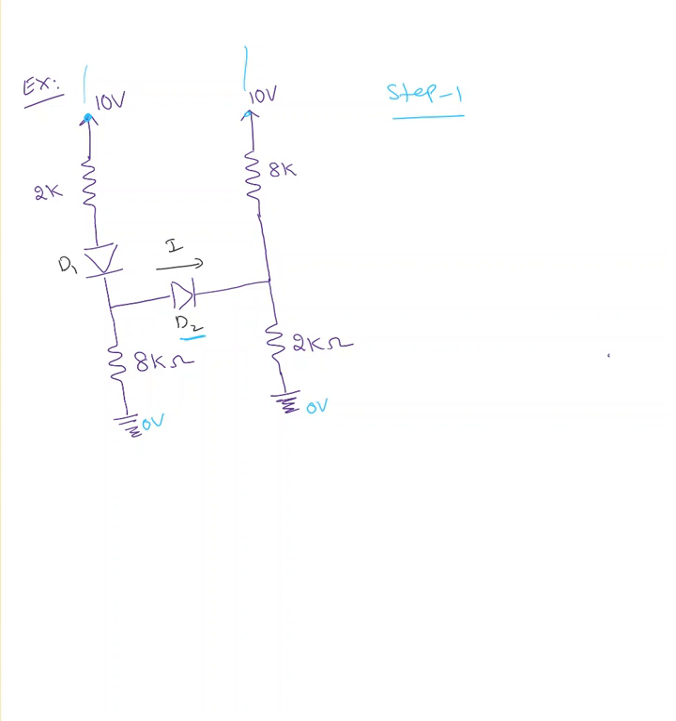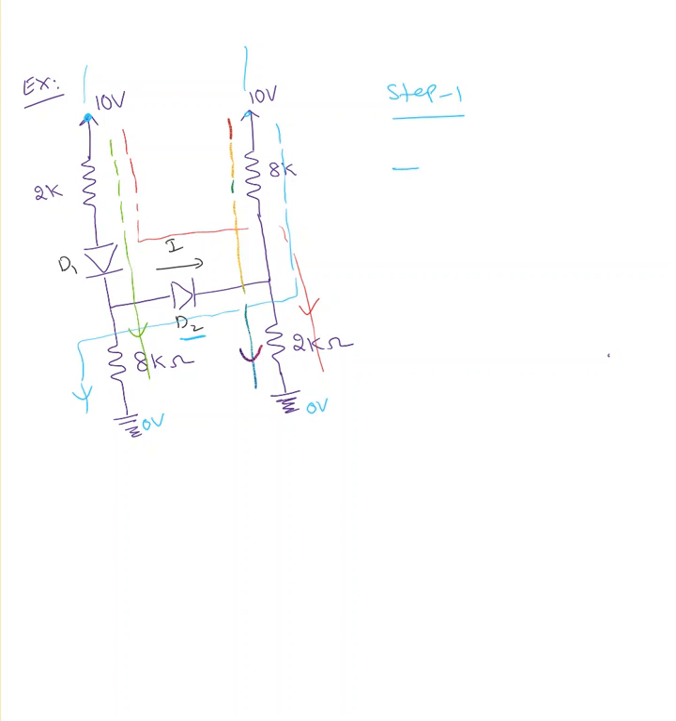So step 1, we know all the node voltages. Now find all the possible current flow directions. That is one possibility, current flowing from 10 volts to 0 volt. Another possibility is 10 volts to 0 volt. Same thing here. One possibility is 10 volts to 0 volt. That's the third. And the last one is from 10 volt to the 8 kilo ohm or 0 volt, right there.